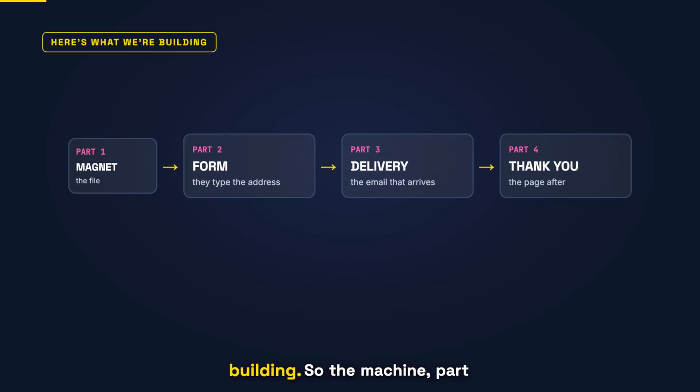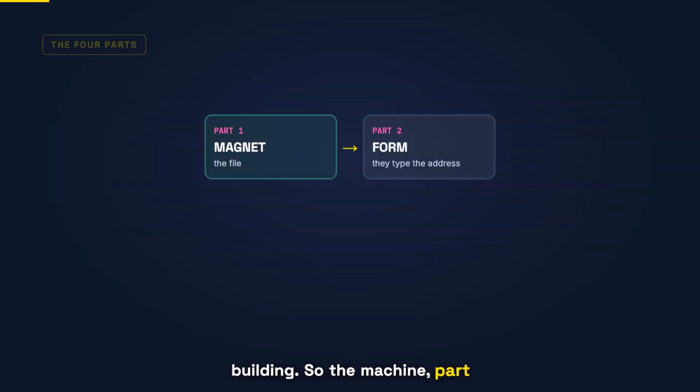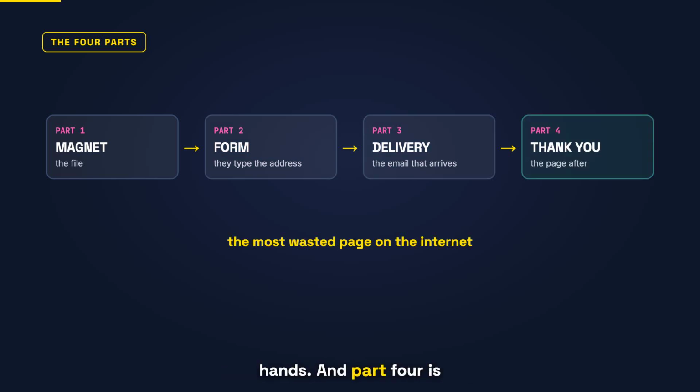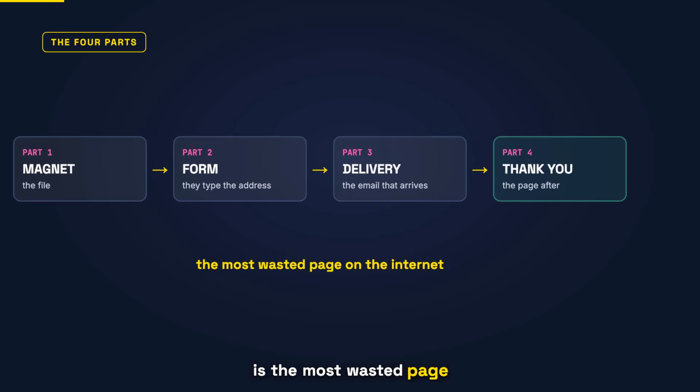Here's what we're building. So the machine, part 1 is the magnet, the file, and it matters least. Part 2 is the form where somebody types their email address. Part 3 is the delivery, the email that actually puts the file in their hands. And part 4 is the thank you page, which is the most wasted page on the internet.